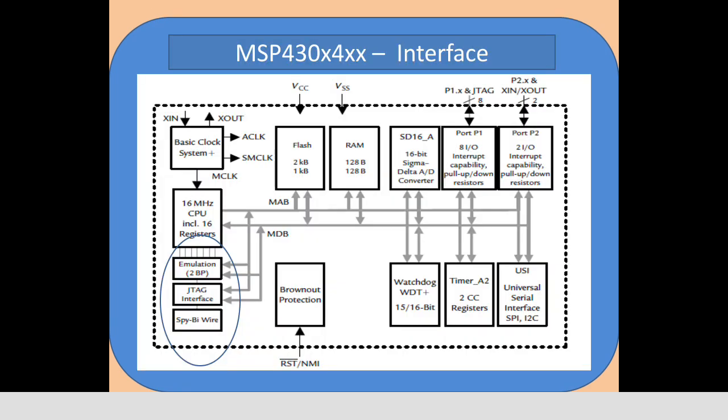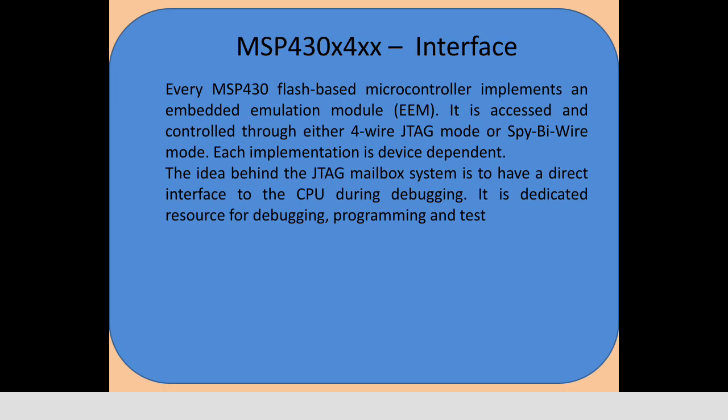And next we can see the interfaces. So we have here the JTAG interface, SPI by wire interface and embedded emulation module. By the embedded emulation module we can provide direct interaction with the CPU while we are debugging the program. So while we are debugging the program, at that time using the JTAG interface or SPI by wire interface, there is a chance of communicating with the CPU directly. For this purpose we are using these particular interfaces.